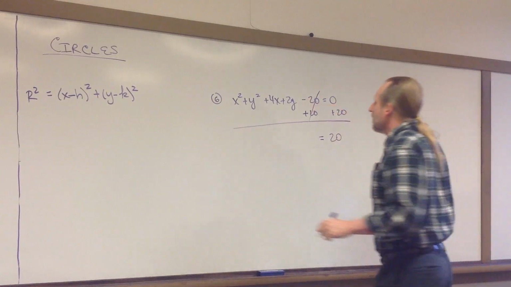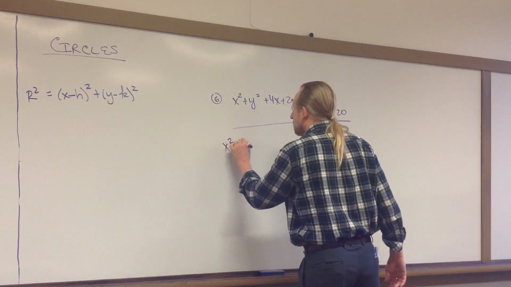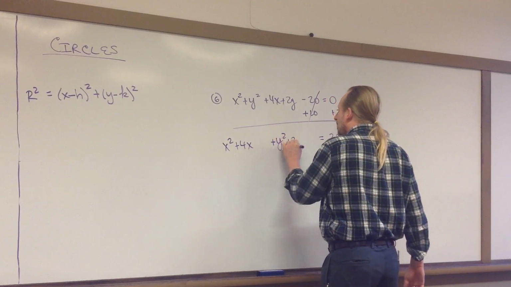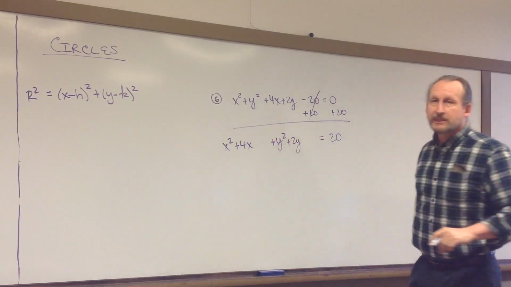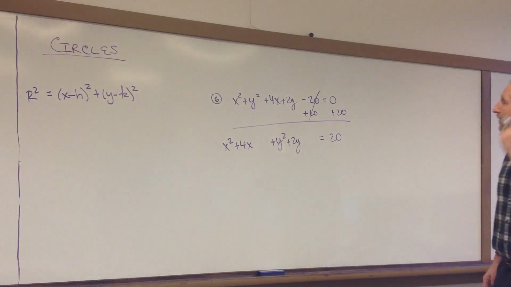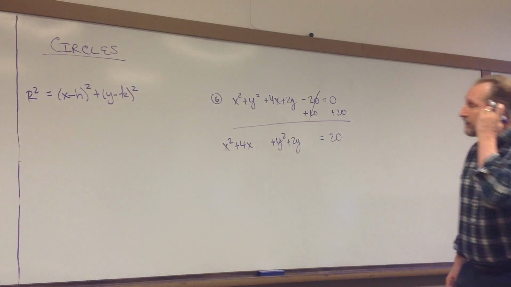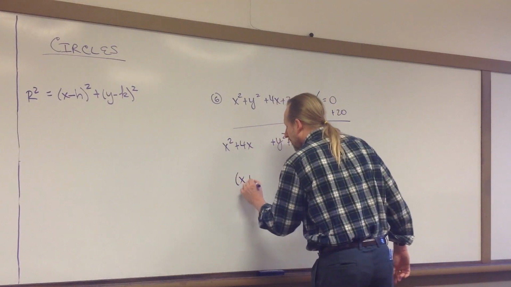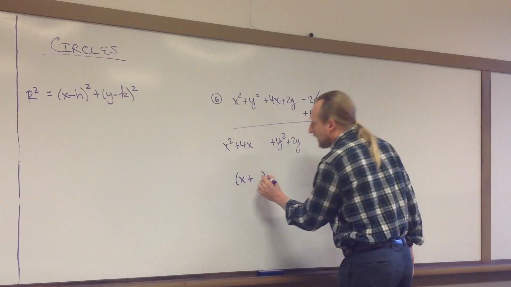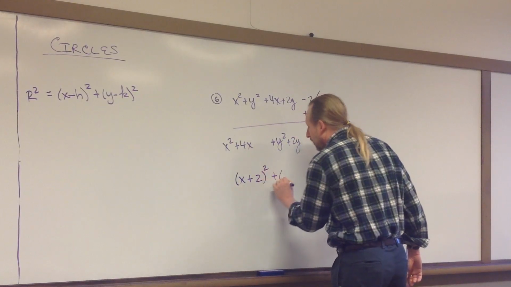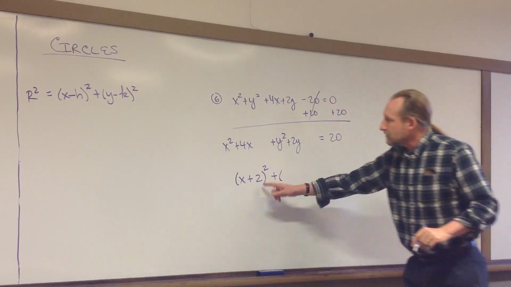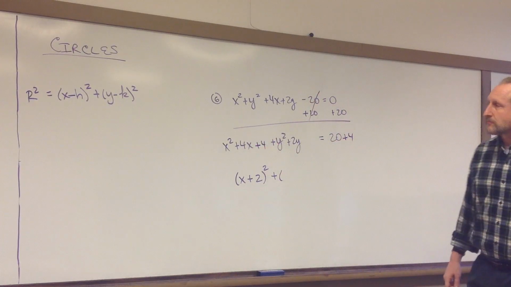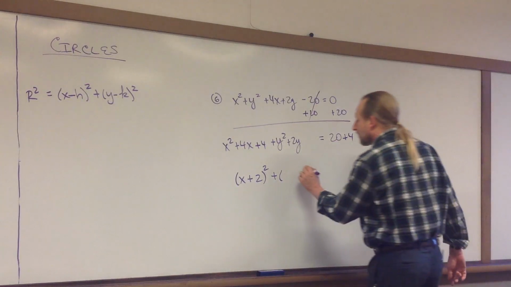And then I group the variables. So I'm going to have the x's, and then I leave a space for completing the square, and then the y's with a space next to it so I can complete the square there. Okay. So now we're all set up, right? Remember the process. Look at this coefficient here. Cut it in half to know what to put in the parentheses, and then square it to know what to add to both sides. Okay? We'll do the same thing here.